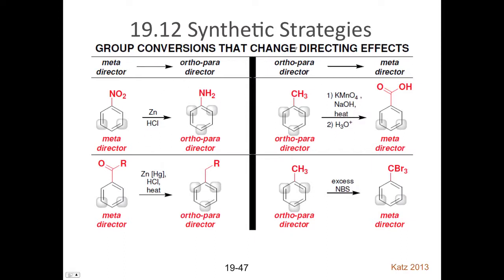Again, going the opposite way, if you want to go ortho/para to meta, think about taking your alkyl group here and then burning it up, if you can, with some Jones or some other exhaustive oxidation procedure to give you the meta director. Or looking at this alkyl group here, if you want to treat it with excess NBS, you can get the tribromo compound, which is a meta director, which is also a deactivating group as well. So you have all kinds of nice functionality there. Think about that all the time when you're going forward in your syntheses.